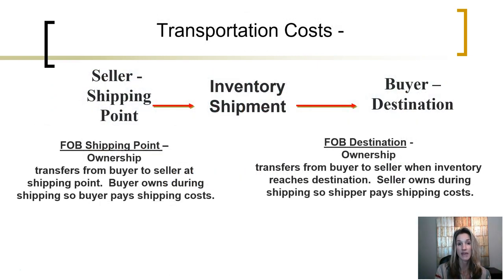One other thing that can affect the cost of inventory subsequent to its purchase is transportation costs. There are two types of transportation shipping terms. FOB shipping point means ownership of the inventory transfers from the seller to the buyer at the shipping point. That means the ownership transfers as soon as the inventory is shipped and the buyer pays the shipping cost.